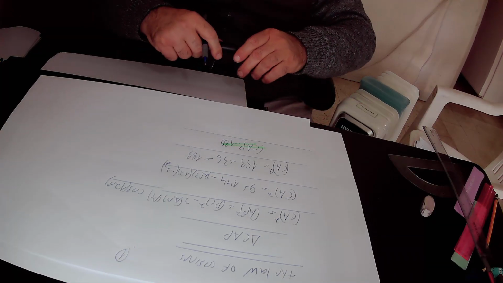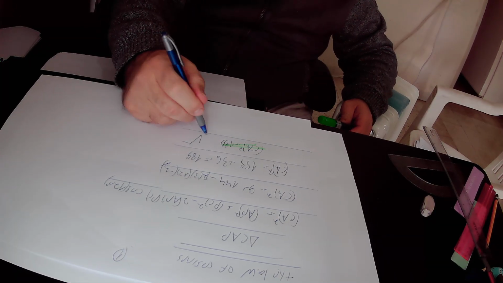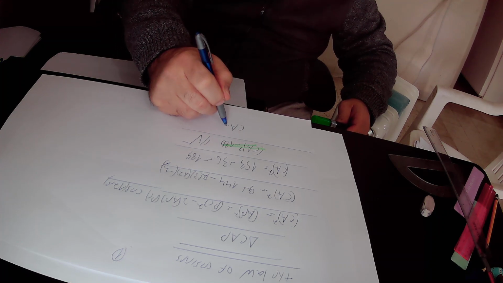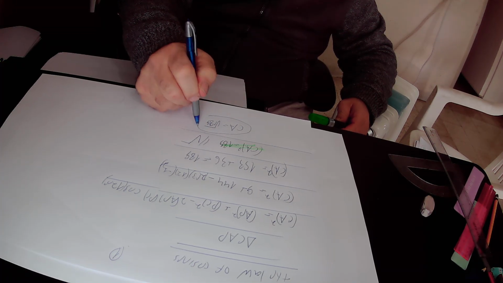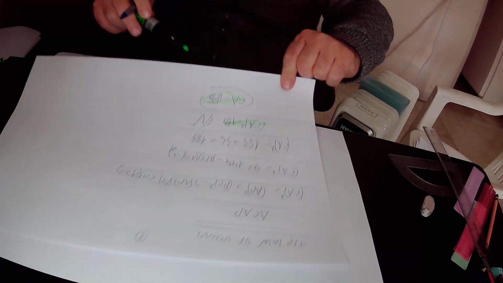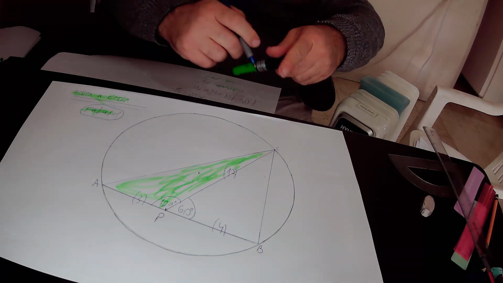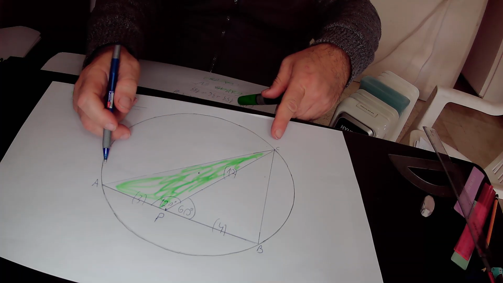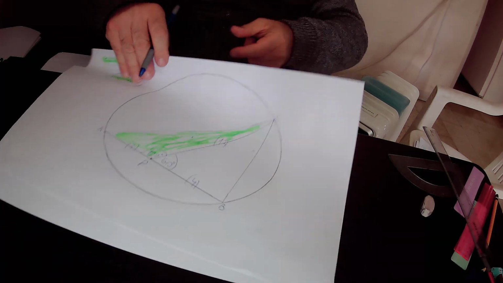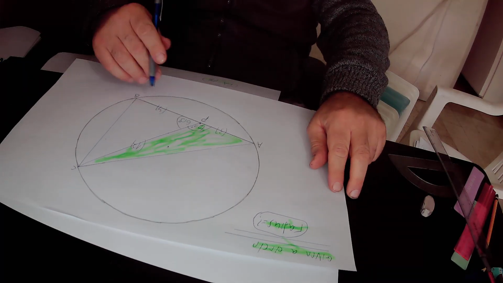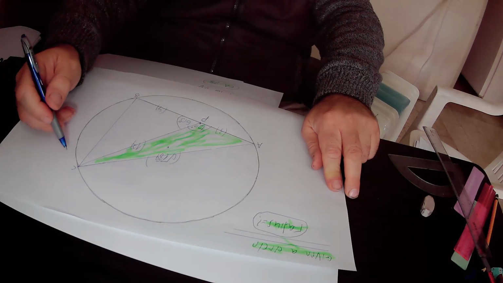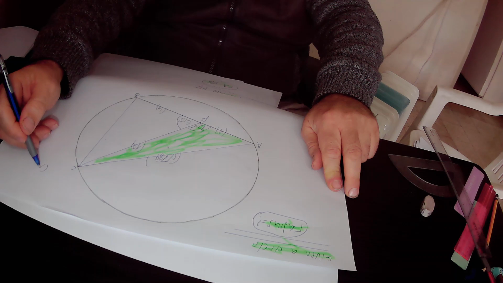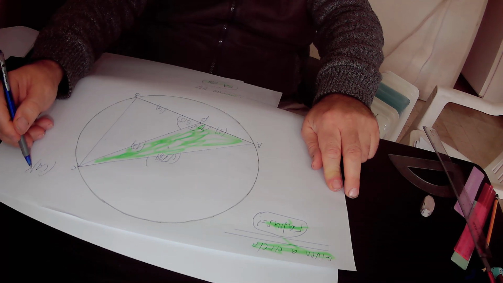So here we take the root of this equation. We get that CA equals the square root of 189 units in its length. So we found that the length of side CA is equal to the square root of 189 units, and CA squared equals 189.